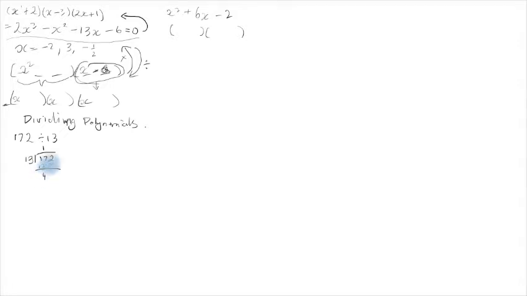So now we'll drop down our next digit, which is our 2. So I've got 42, and we're going to ask the question, how many 13s are there in 42? Well, 1 13 is 13, 2 13s is 26, 3 13s is 39, 4 13s is 52. So this one's too big, so there's 3 of them.